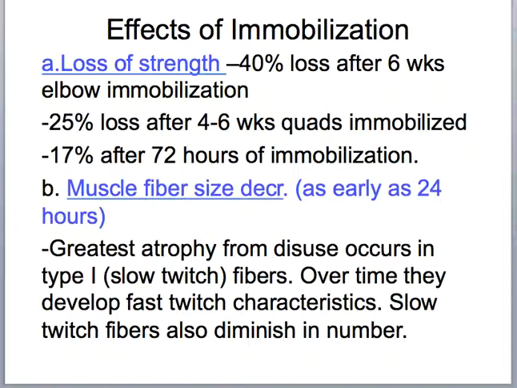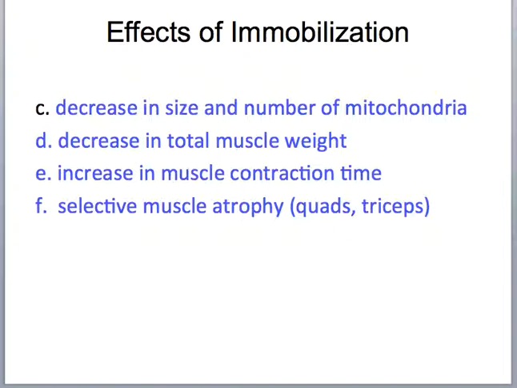Other effects of immobilization on muscle tissue: we have a decrease in size and number of the mitochondria, a decrease in the total muscle weight, an increase in the muscle contraction time, and there is selective muscle atrophy. Oftentimes, if the knee is immobilized, we'll see greater atrophy of the quadriceps than we do the hamstrings, and if the elbow is immobilized, we'll see greater atrophy of the triceps over the biceps.